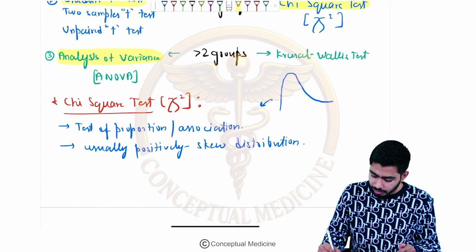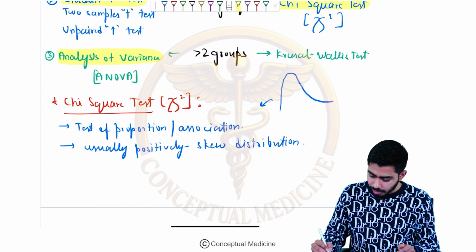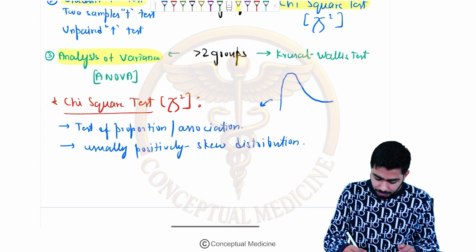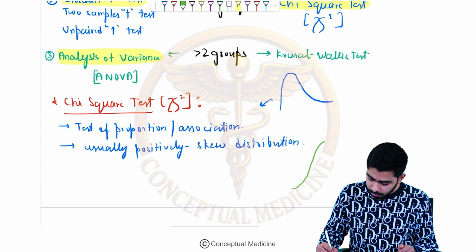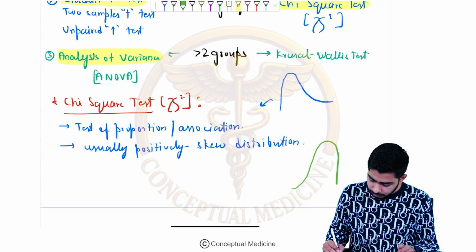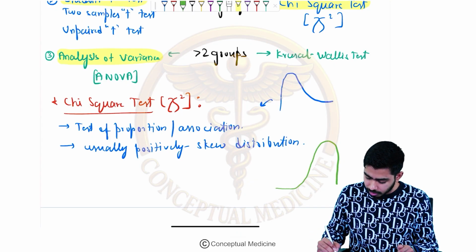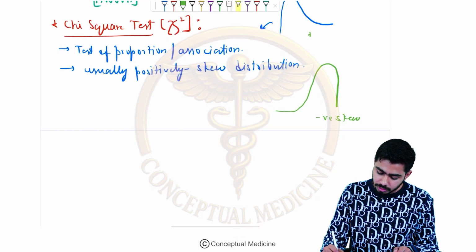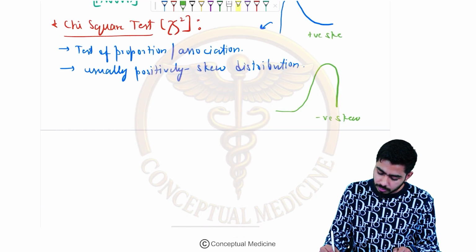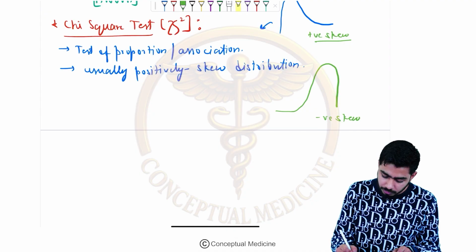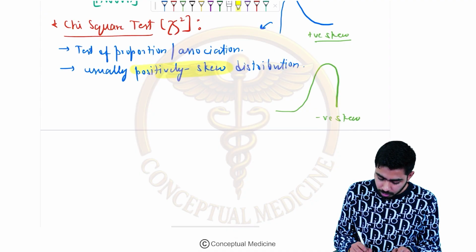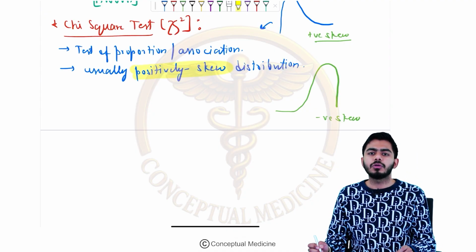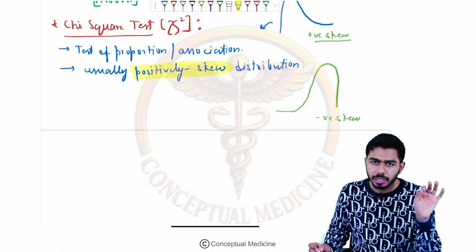Here we are seeing that the tail is towards the right side, and if I am drawing like this, right? Then it is the negative skew. This is the negative skew and this is the positive skew. So chi-square test is talking about which skew? They are talking about the positive skew, right? Don't worry, positive and negative skew, I will be talking about that in detail in a separate section, right?